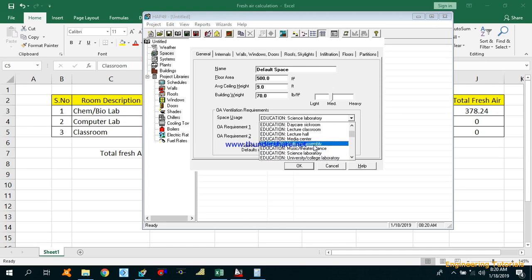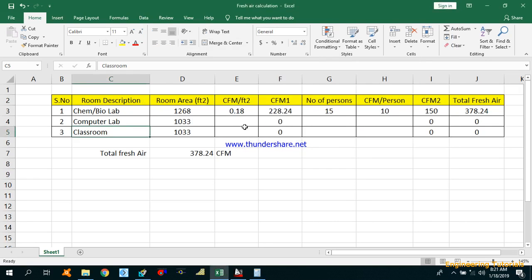In the education, so there it is, education computer lab, you can select from here. So CFM per person is 10 and outdoor air requirement is CFM per square feet is 0.12. So this is 0.12 and 10 CFM per person, and we use the same number of persons here also.